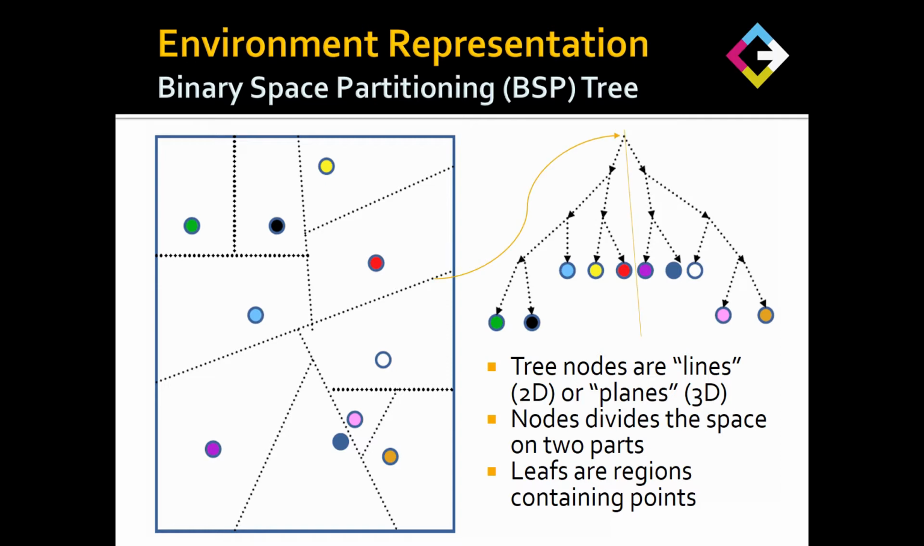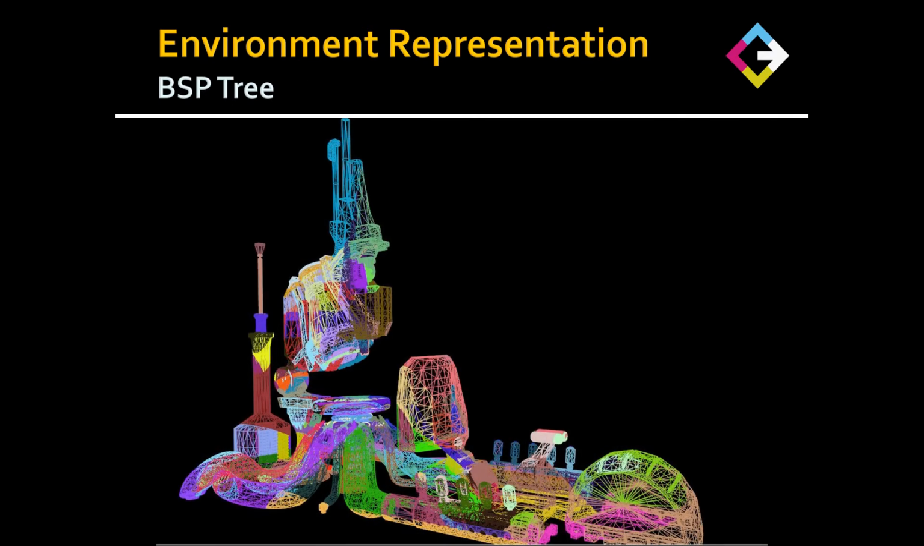The idea is to recursively divide the space with lines in 2D or planes in 3D until some terminating condition is met. Here the condition is that each region contains one point at most. Such a tree can be then used to easily locate a region where you are standing and thus find points which are nearby. That's how it might look in 3D. Triangles belonging to the same tree leaf are rendered with the same color here.